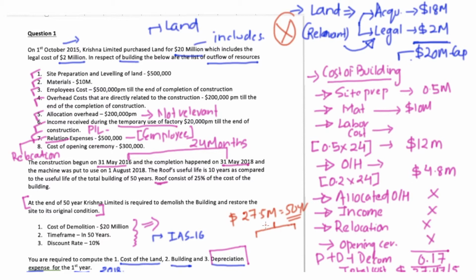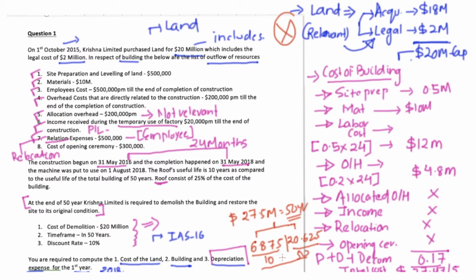So the roof consists of 25%. So it would be 6.875 million is related to the roof. And apart from that, the other assets consist of 20.625 million dollars, which means we need to depreciate 6.875 over a period of 10 years and 20.625 over a period of 50 years. So when we combine both of them, we will arrive at our depreciation expense.